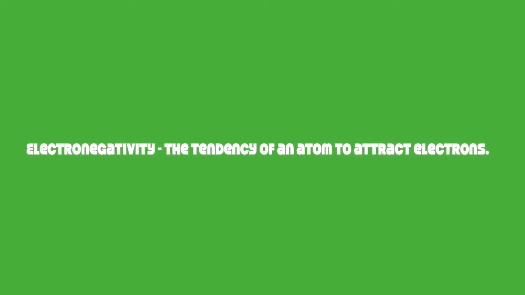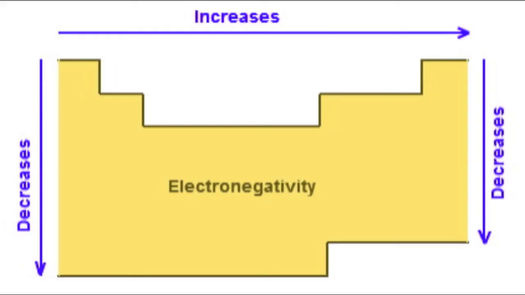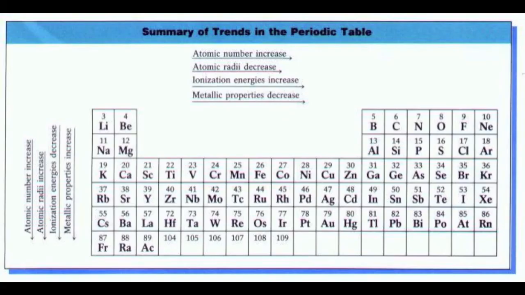Electronegativity. Electronegativity describes the tendency of an atom to attract electrons. This is dependent on the atomic and ionic radius of an atom. Electronegativity increases across a period but decreases down a group. Across a period, the attraction between the protons and the electrons are greater, allowing the atom to be able to attract more electrons. However, down a group, the shielding effect weakens the attraction.